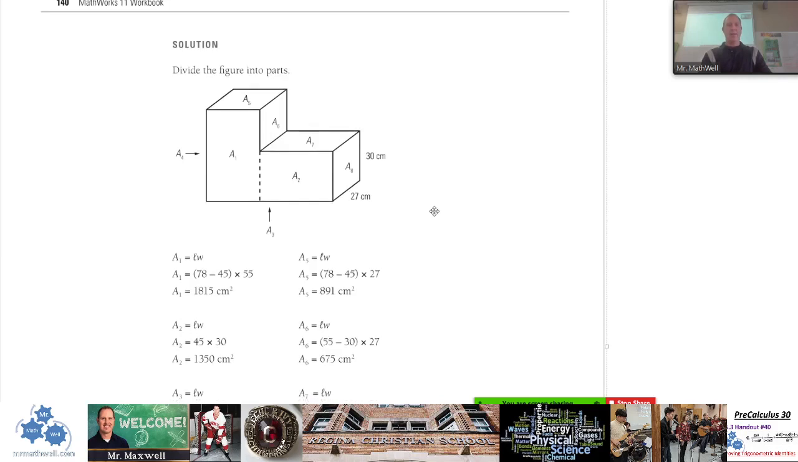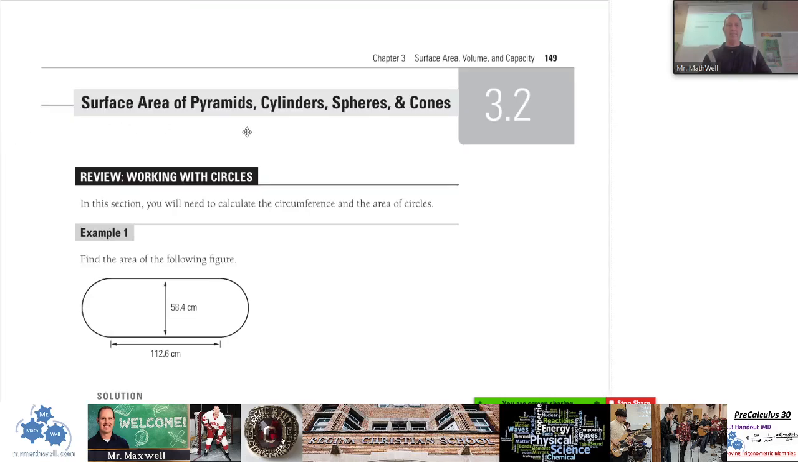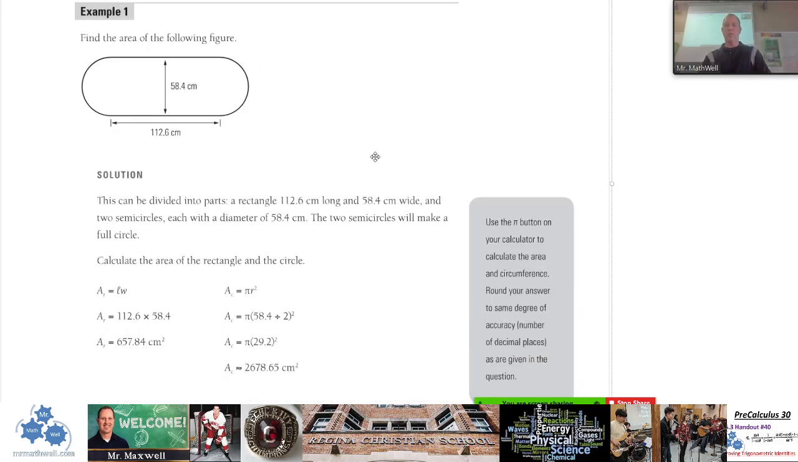All right, I went over this one here. I guess we're talking about surface area here as well. We're going to get into volume here pretty quick, I think. Before we get into volume, let's talk about surface area for cylinders and spheres and cones.